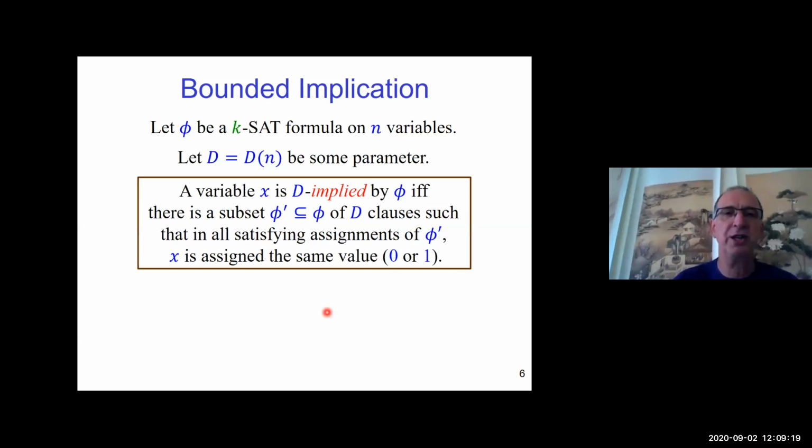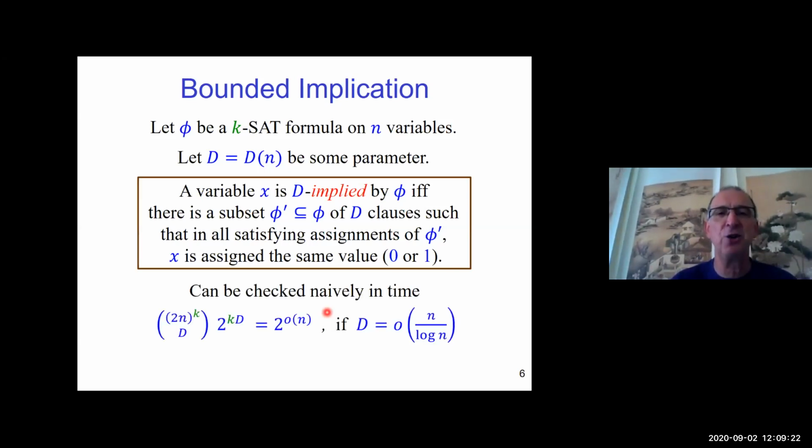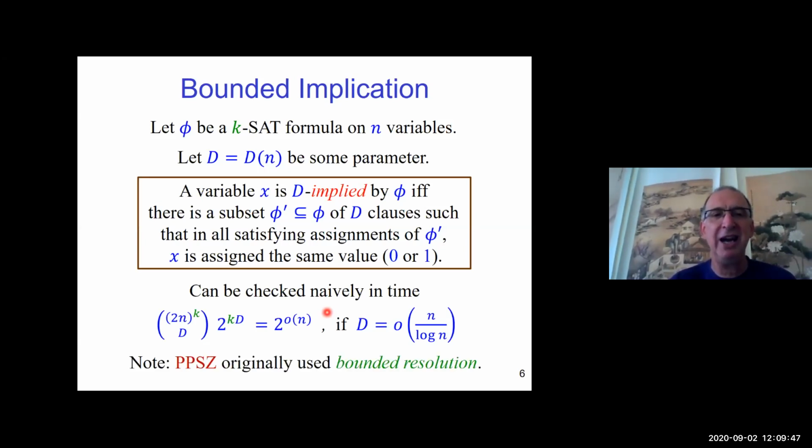Why is this a useful notion? Because we can efficiently check it. As long as d is not too large, we can simply enumerate over all subsets of d clauses, and for each such subset, we can enumerate over all possible assignments of the variables appearing in these clauses and see whether in all these satisfying assignments, x gets the same value or not. Okay, so that's the notion of bounded implication. I note that the use of bounded implication was actually suggested by Hertli in their original paper. PPSZ actually uses a stronger notion, which is bounded resolution, but we don't need it in our work.